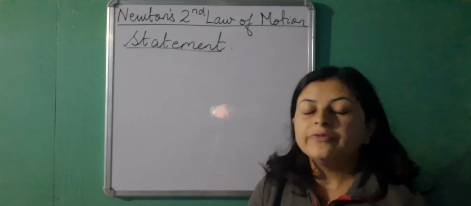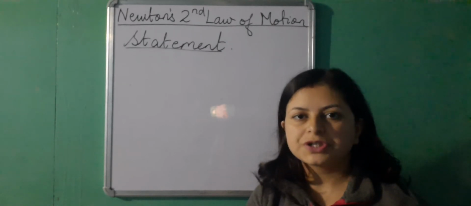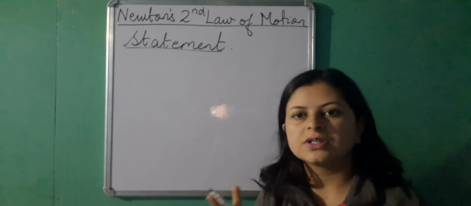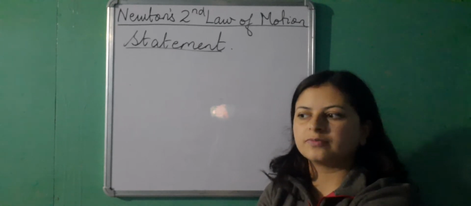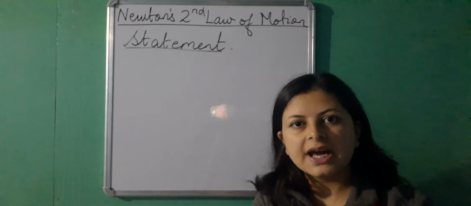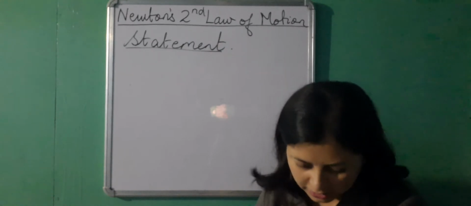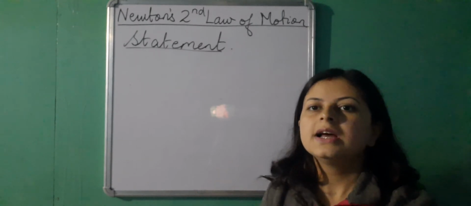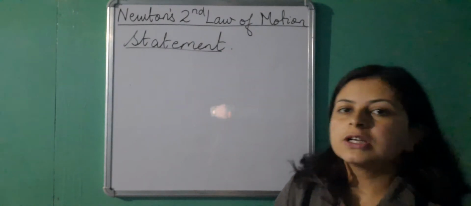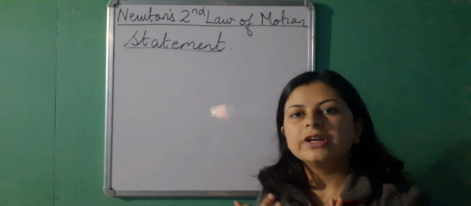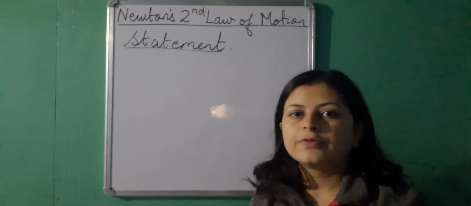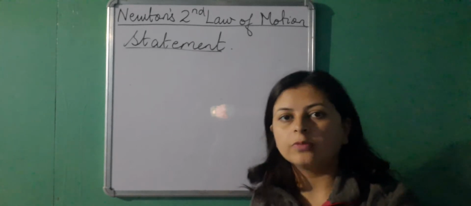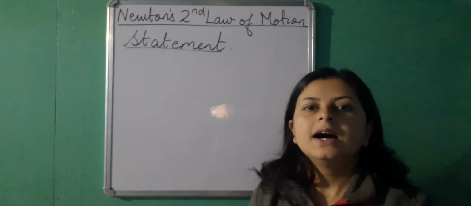Now, when we were learning Newton's first law of motion, we came to learn about two new terms. We learned about inertia and then we learned about force. So in Newton's first law, we got the concept of force. Now in Newton's second law, we are going to see the effect of force. What happens when you apply force on a body? What will happen to the object after a force is applied on the body?